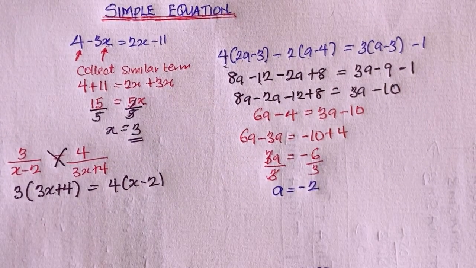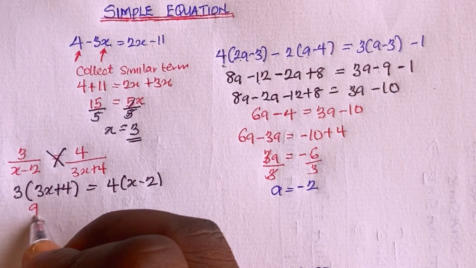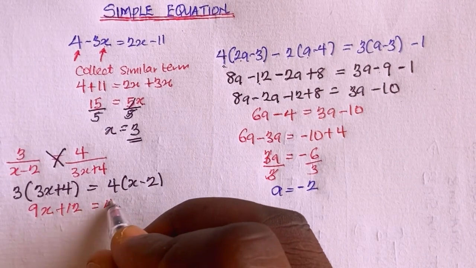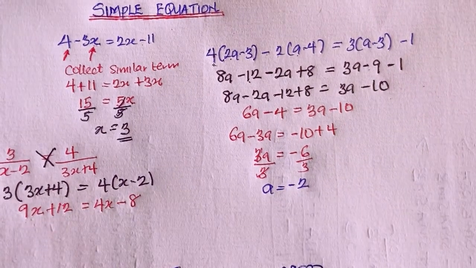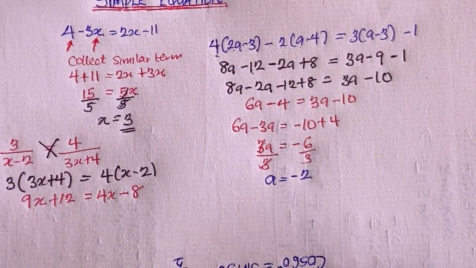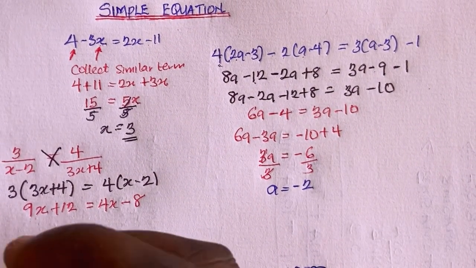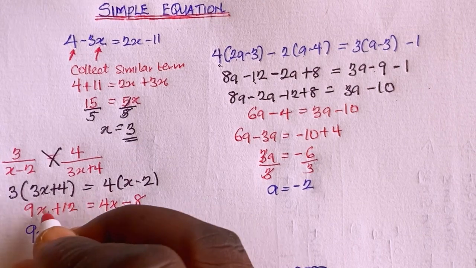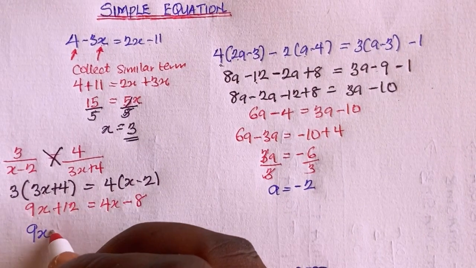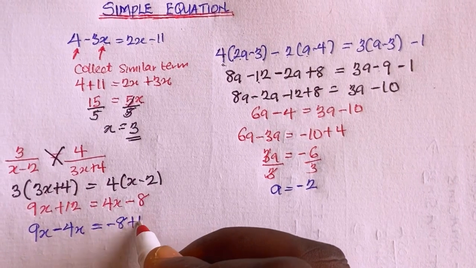So this, I'm going to open the brackets. I'm going to use this 3 to multiply this, which is what? Which is 9x, right? Plus 12, which is equal to 4x minus 8. Then what I'm going to do now is pack those that have similar variables together. So packing those with similar variables together, I'm going to have 9x, then this 4x comes to this side, passing through, it becomes minus 4x, right? Then here is equal to minus 8 plus 12, right?